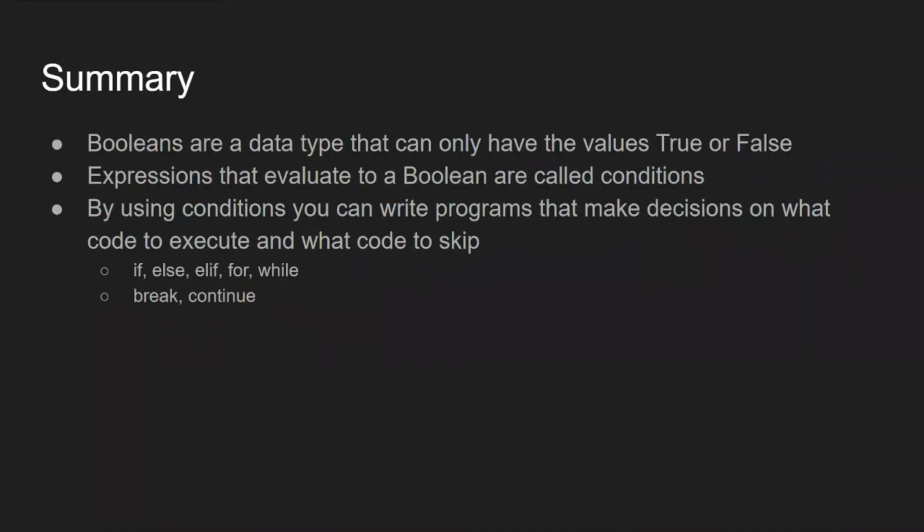So in summary, Booleans are a data type that can only have the value true or false, unlike integers or floats, which can be almost any number. Expressions that evaluate to these Booleans are called conditions, and by using conditions, we can write programs that make decisions on what code to execute and what code to skip. And these decision-making statements consist of if, else, else if, which is written as elif, for, and while, which are loops. And then you can also use statements like break to help us in our flow control.